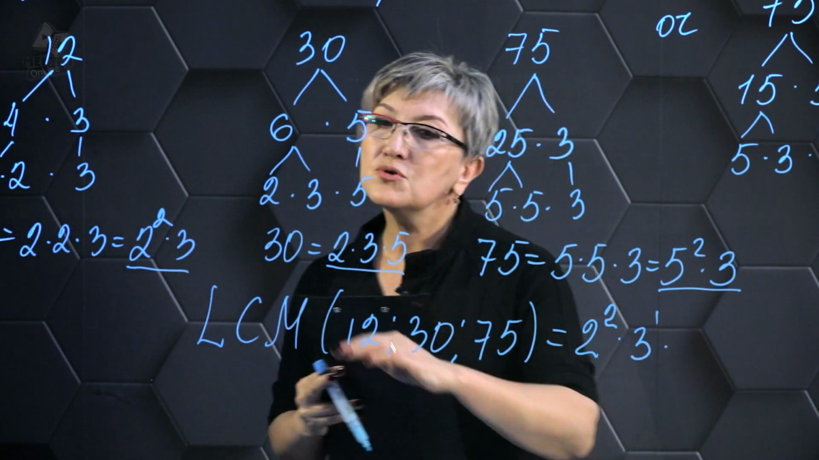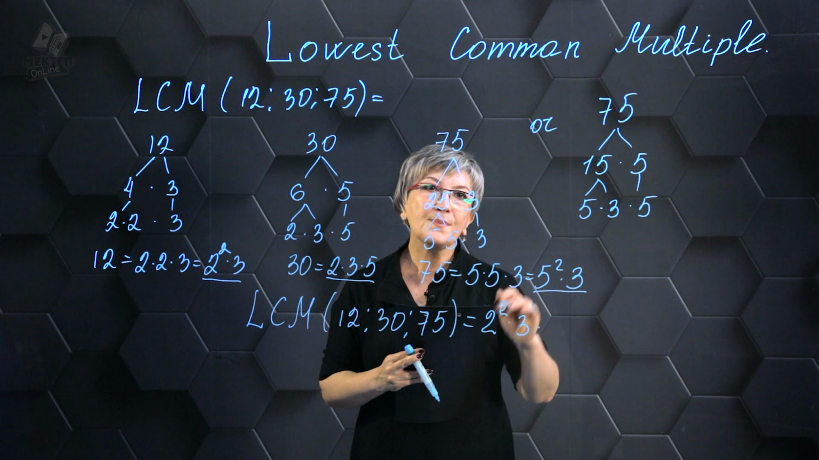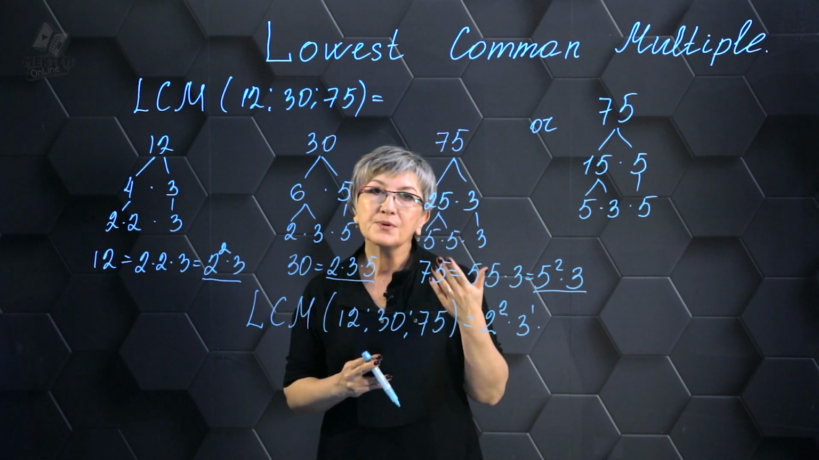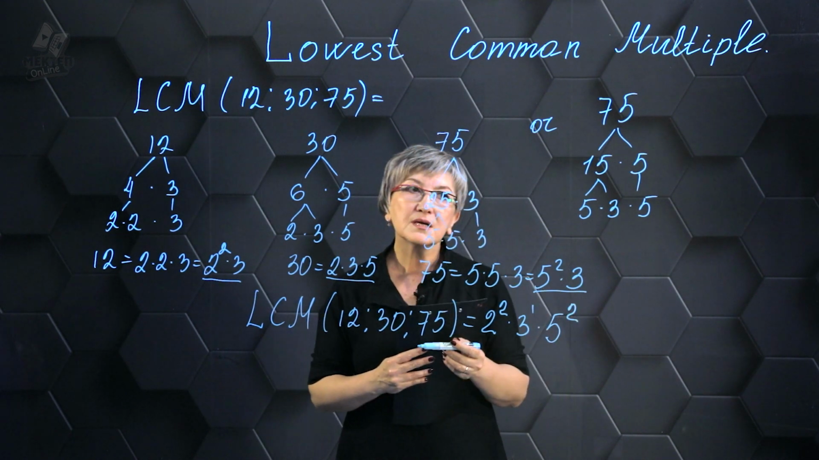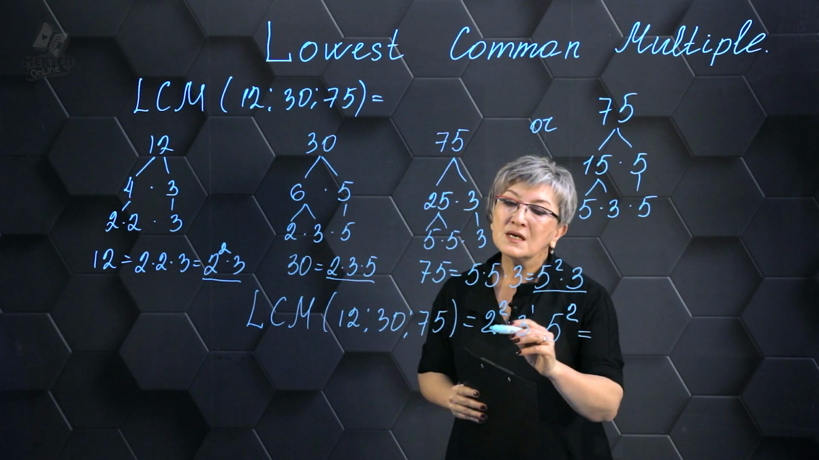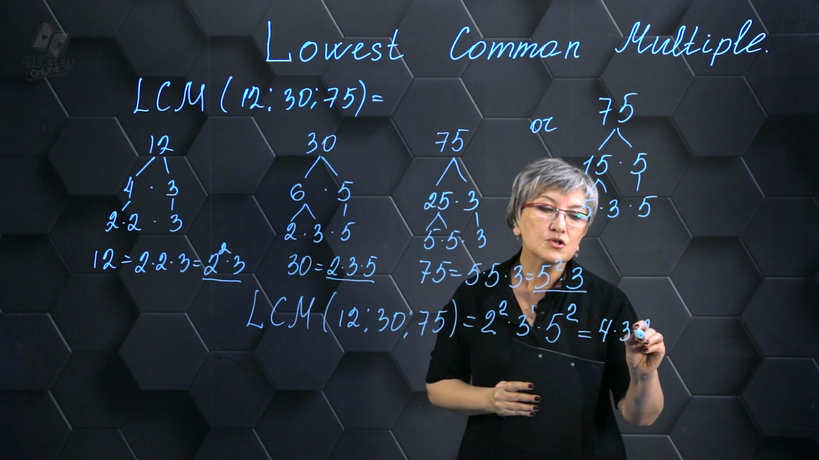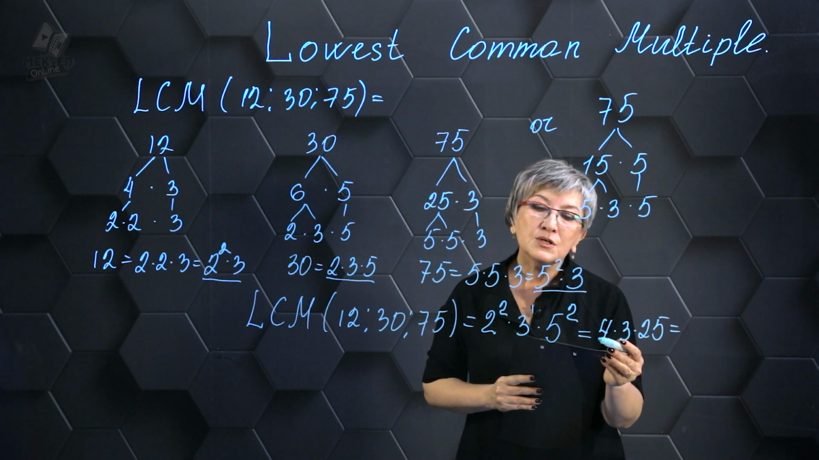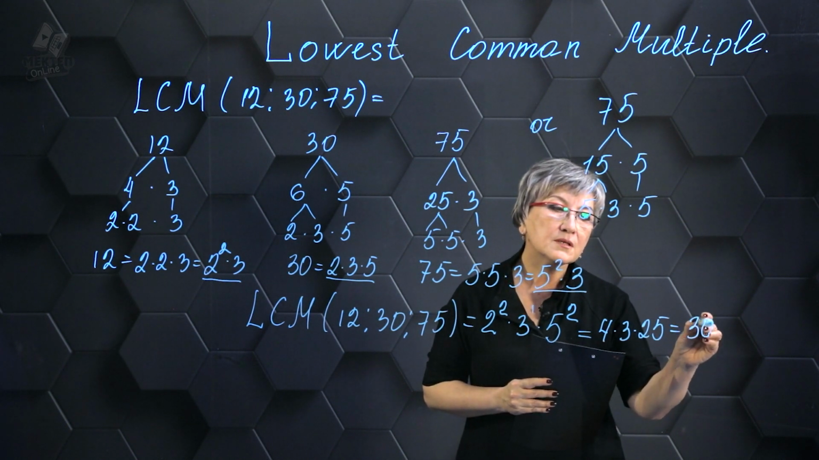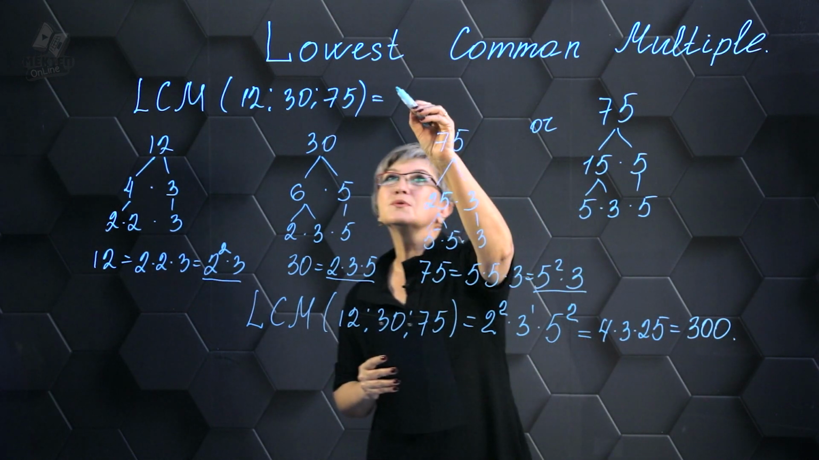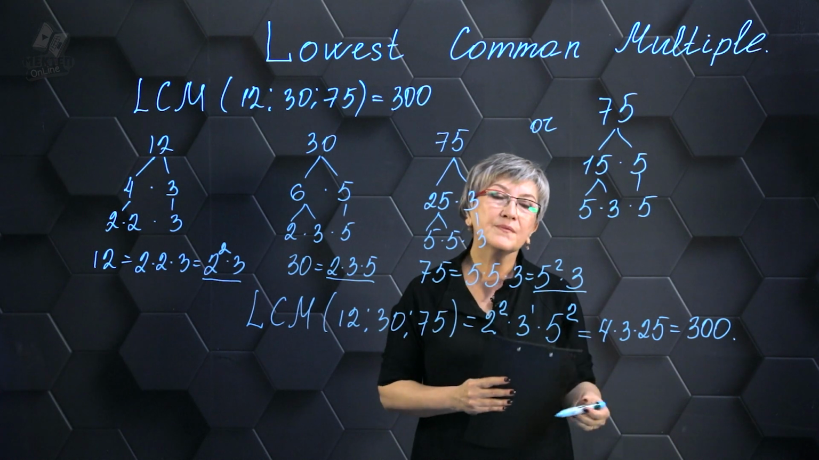Next, let's move on to 5. There are no 5's here. The 5 is here, and I have 5 squared here. According to our rules, you need to write down the highest power, which is 5 squared. Well, now we just do the math. 2 squared is 4. 4 multiplied by 3 multiplied by 25, and we calculate that 4 multiplied by 25 will be 100, and 100 multiplied by 3 will be 300. So the least common multiple is 300.